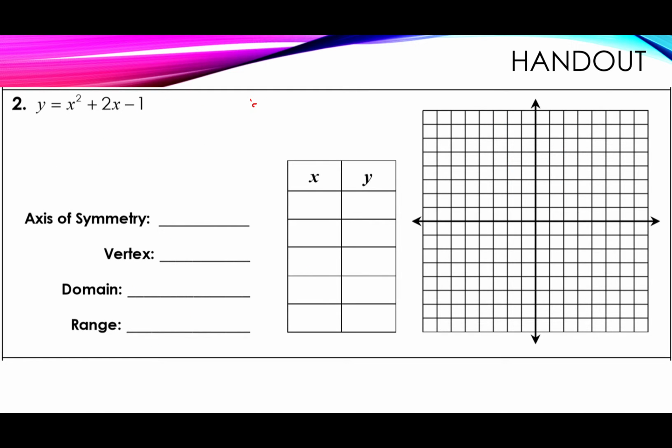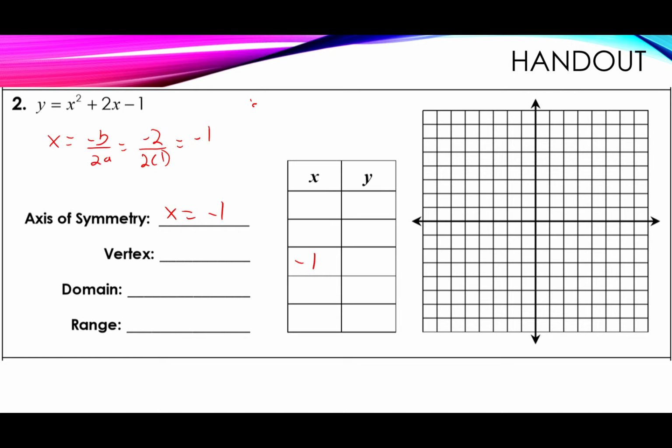Okay, let's do another. Now, x squared plus 2x minus 1. All right, I need to find my axis of symmetry first. x equals -b over 2a. This time we have a b, right? It's 2, so -2 over 2 times 1 is -1. Okay, so x equals -1, and I'm going to put that in the middle of my table.